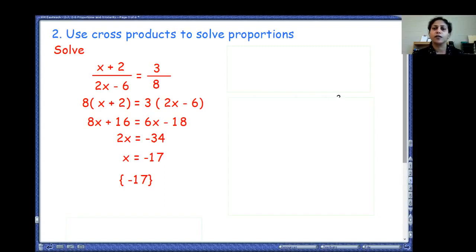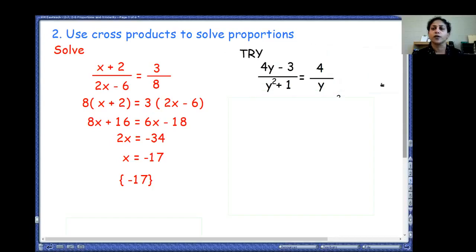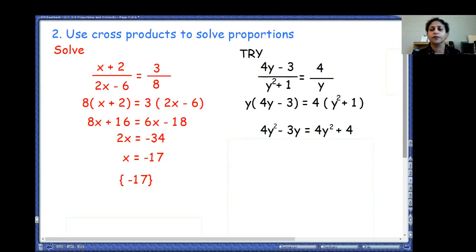I want you to try the next one by yourself before you look up the answer. So here it is, go try. Remember, these are 2 ratios equal to each other. So pause the video and then check. Cross multiply and distribute, and then isolate the y, and the answer is -4/3, which you write as a mixed number.